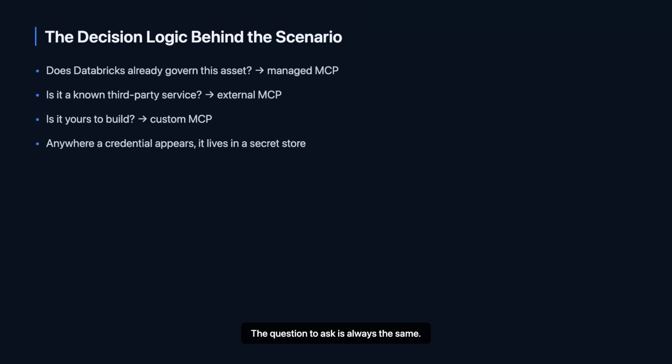The question to ask is always the same. Does Databricks already govern this asset? If yes, managed MCP. Is it a known third-party service you're calling? External MCP, with the credential in a UC HTTP connection. Is it yours to build? Custom MCP, deployed as a Databricks app, and anywhere a credential appears in any of those paths, it lives in a secret store, never in agent code. The trigger phrases in the scenario are just the surface: vector search index in our workspace, partner API with an API key. They only matter because they answer those three scenarios.